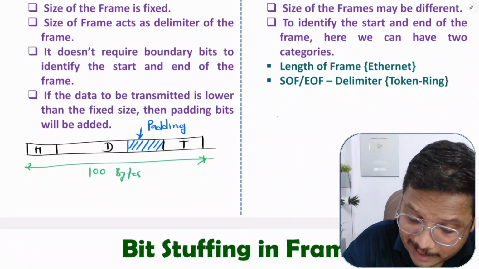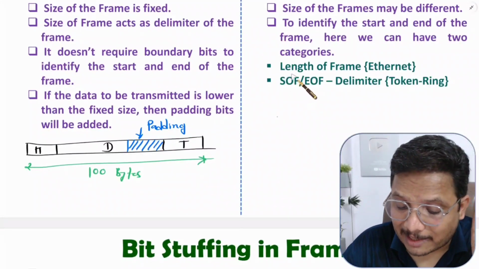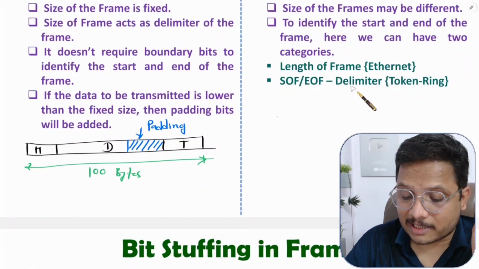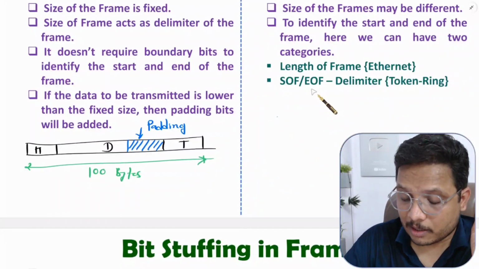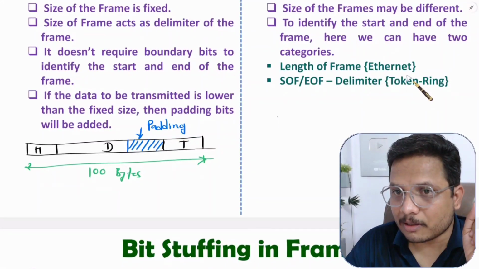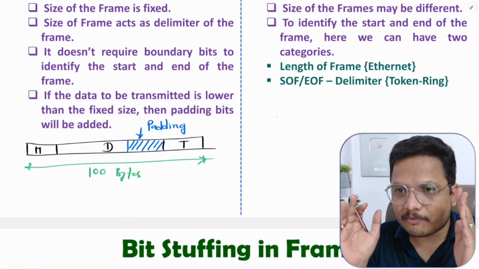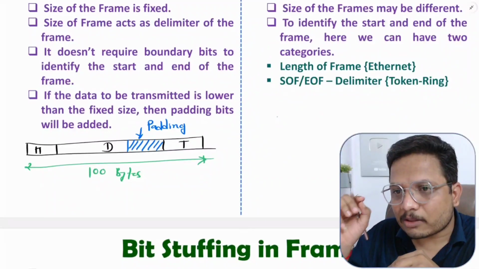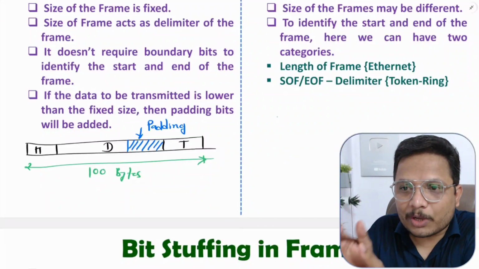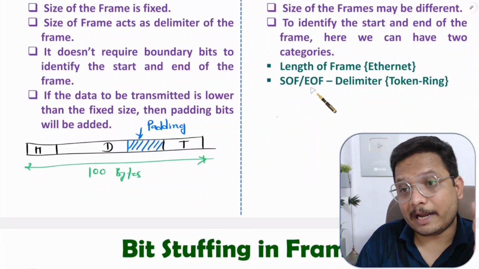So that identification could be done in two ways. One is by providing the length of the frame, and second is by providing a delimiter like start of frame and end of frame. If you provide the length of the frame, like we do in Ethernet protocol, then one can have an idea about what will be the end of my frame. But if you don't provide the length of the frame inside the frame format, then you have no idea at which location the frame ends. So for that you'll have to provide what? Start of frame and end of frame.